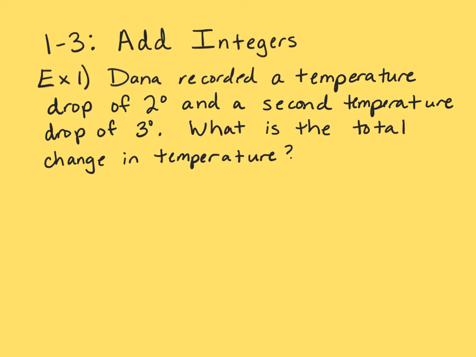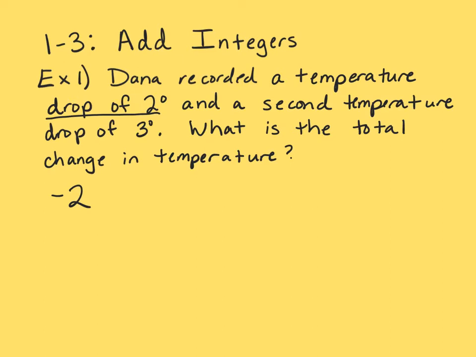We could represent this using integers. We first have a temperature drop of 2 degrees. So if the temperature is dropping, that means that it's getting lower. So I could use a -2 to represent a drop of 2 degrees.